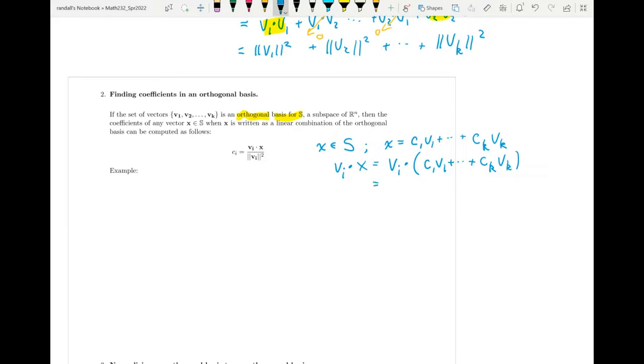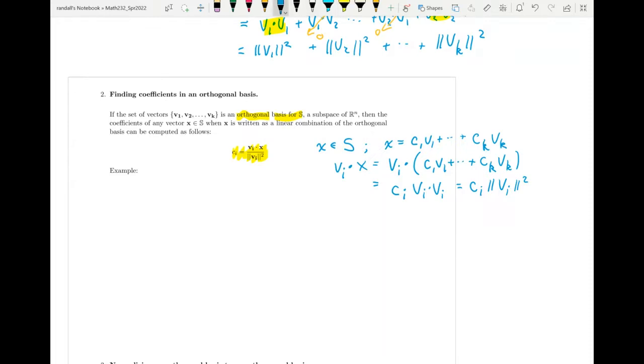All right, and then now I'm going to use distribution, distribute that dot product across here. The only thing that's going to remain is the ith term, so ci vi dotted with vi, which is ci vi norm squared. Okay, hence I solve for the ci in that equation, and I get this term right here. All right, so the ci's are easy to compute. I don't have to solve a system of equations. I just have to take dot products with basis vectors with the vector x I'm considering.